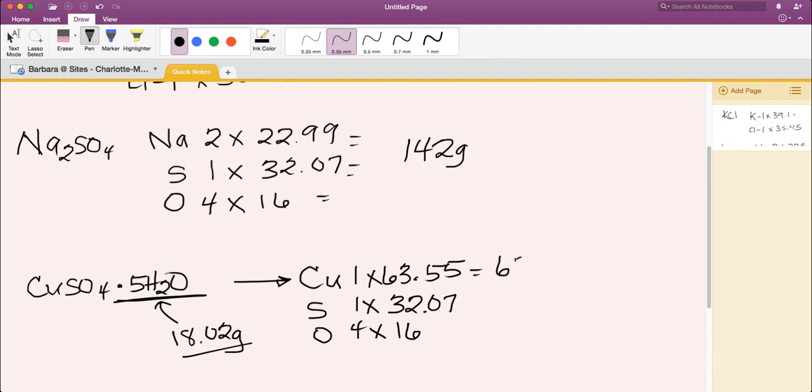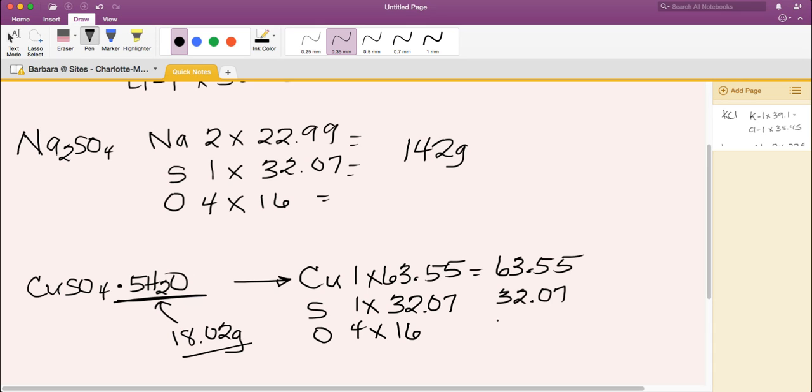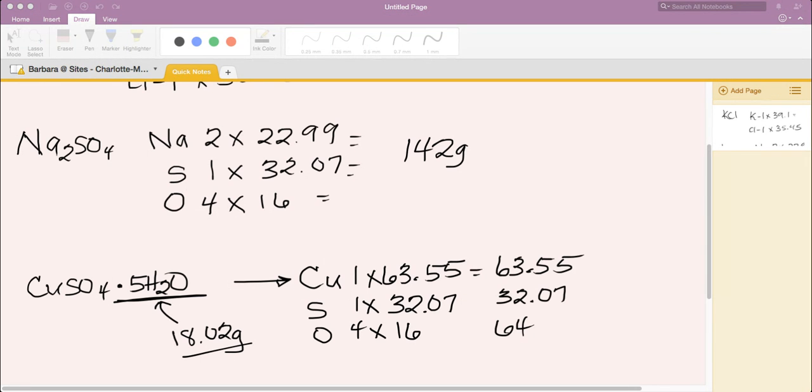When you do the math, 63.55, 32.07, and 64. So you're going to take those numbers and add them together. Give me just a moment. I have my calculator here in front of me. So as you add those numbers together, you should get a mass of 159.62. Again, that's 159.62. But we're not done yet.